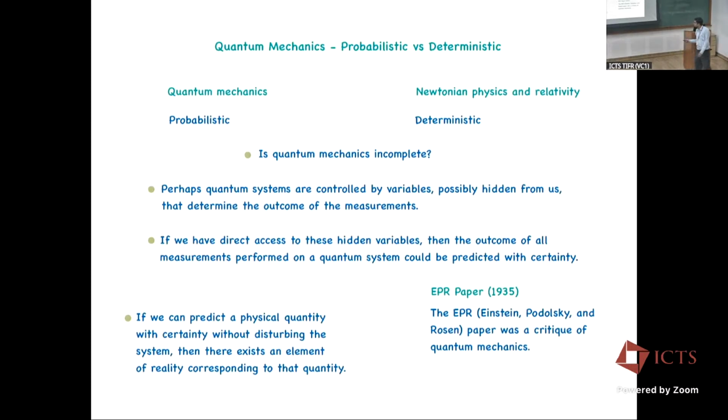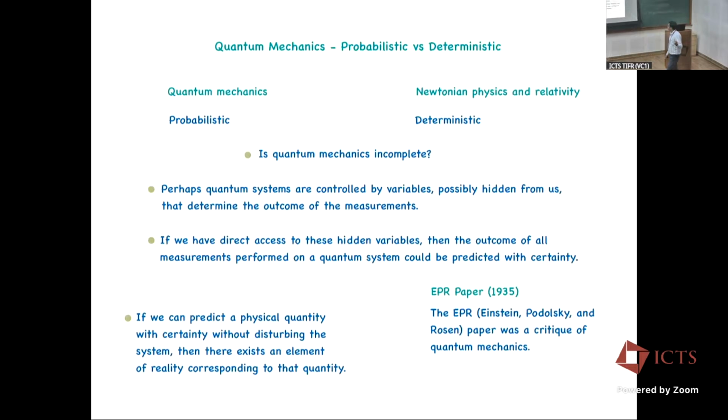They said, and this is very important, let's spend some time. If we can predict a physical quantity with certainty without disturbing the system, then there exists an element of reality corresponding to that quantity. So if we are able to predict something without disturbing it, that says there are properties inherent in that object which were there even before the measurement was done. So that is an element of reality attached to that object.